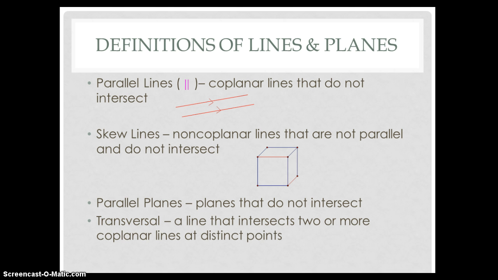And a transversal is a line that intersects 2 or more coplanar lines at distinct points. So again, the red line is an example of a transversal. We have 2 lines intersected by a third line. That would be a transversal.